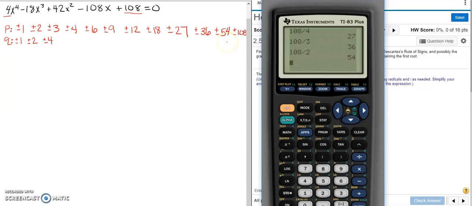So again, I picked this problem because I knew this list was going to be obnoxious. And I'm going to show you some tricks to make this go a little easier in the calculator.